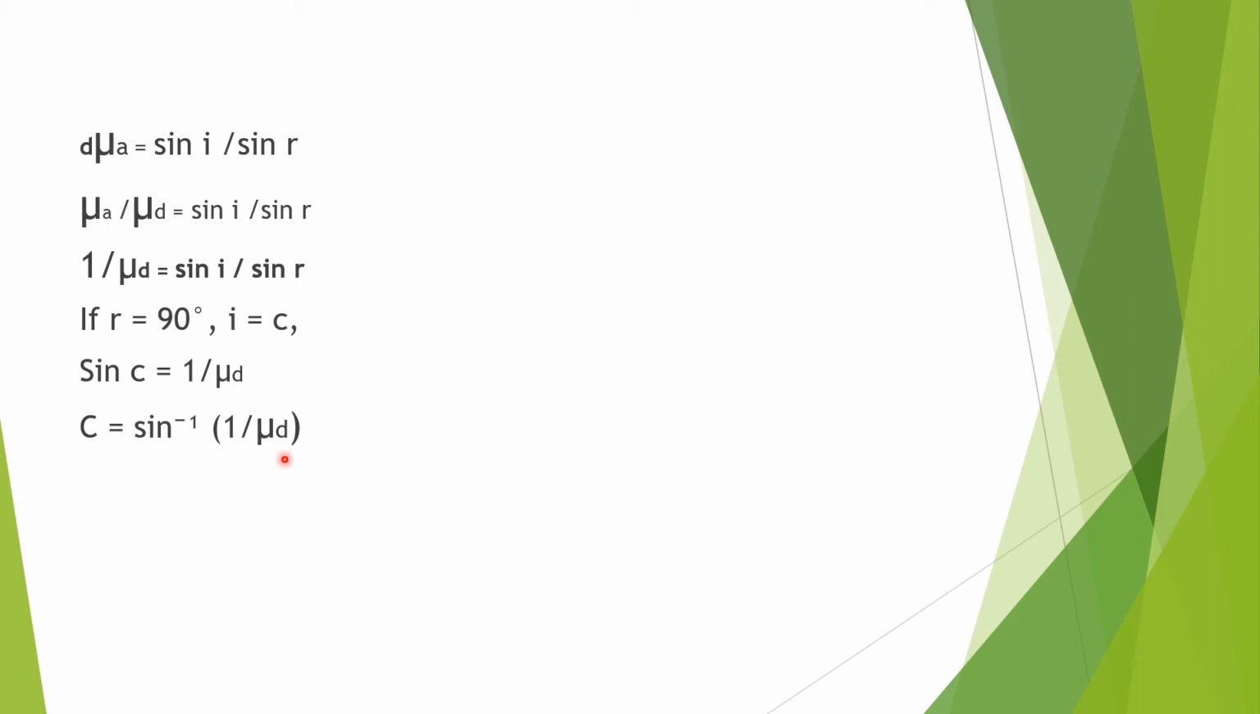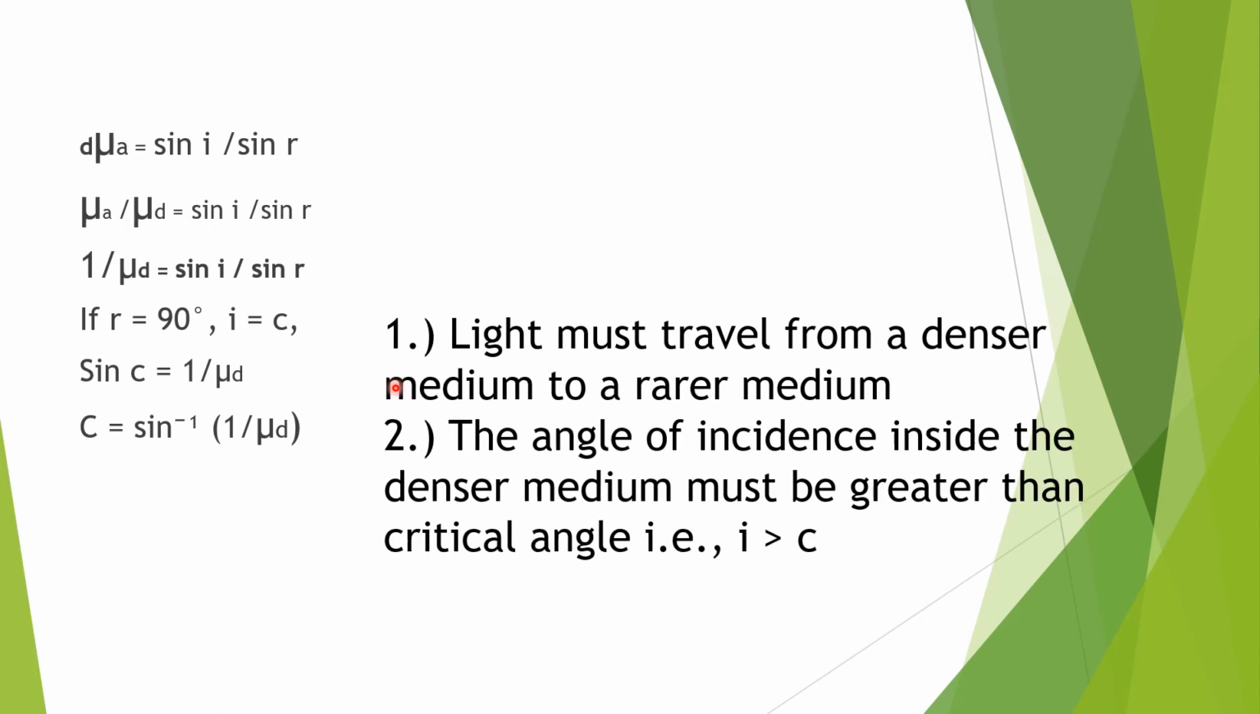So this is a basic explanation, a basic derivation too. We should always remember that for total internal reflection to take place, these two points are very important: the light must travel from a denser medium to a rarer medium only, and the angle of incidence inside the denser medium must be greater than the critical angle. Then only will we get total internal reflection, otherwise we can't get it. Then we can easily decide: i is greater than C, denoting the critical angle.